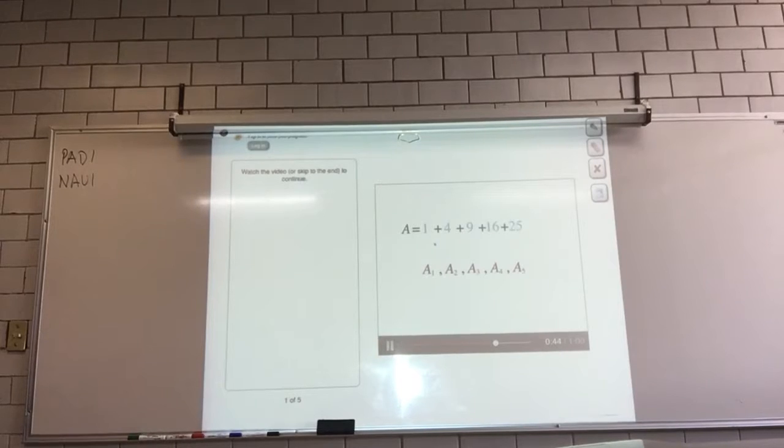Let's look at a numerical example. For this series, we're adding up the square numbers from 1 to 25. A1 is the sum of the first terms, so that's 1. A2 is 1 plus 4, or 5. A3 is 14, A4 is 30. What's A5, the fifth partial sum for this series?